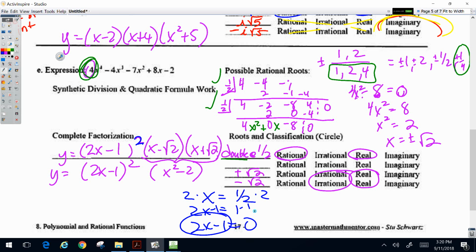So is it not linear? This is still linear because this right here is still x to the first. Inside the factor is still x to the first. That was a really good question.